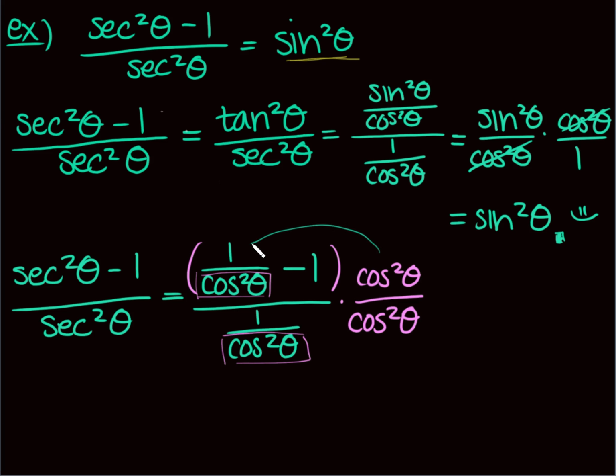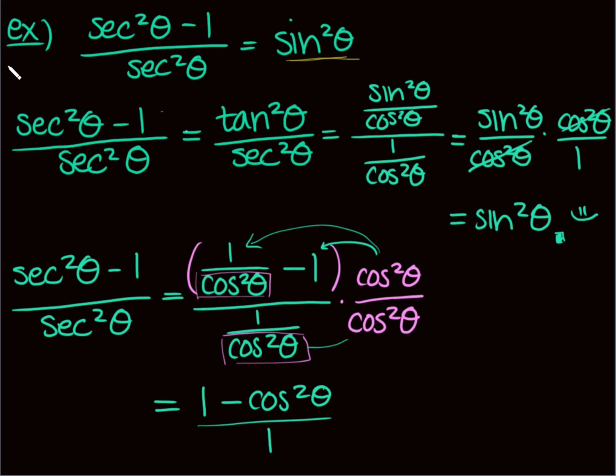Why did I do that? To get rid of the fractions. Look at what happens here. What is 1 over cosine squared times cosine squared? Well, that's just 1, right? Here, I get 1 times cosine squared, so I just get minus cosine squared. And then on the bottom here, when I multiply these two, these cancel out, and I just get 1. That's why we did it, to cancel it out.